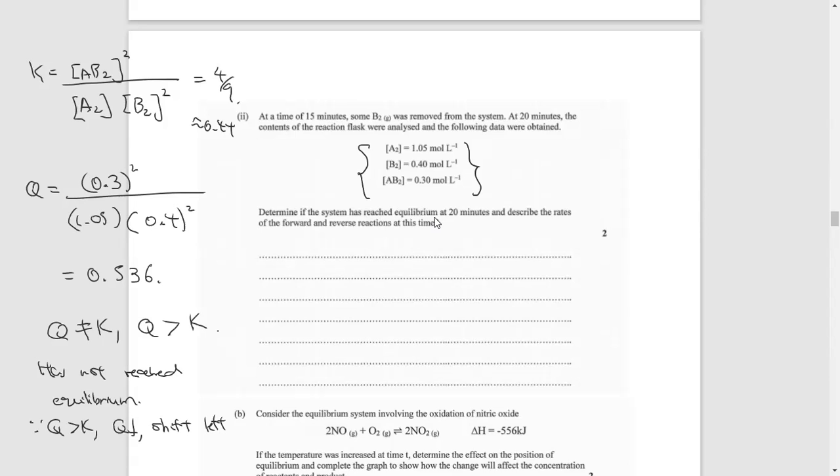Now, if it's shifting left, the only reason it's shifting left is because the reverse rate is beating the forward rate. So we would say that the rate of the reverse reaction is greater than the rate of the forward reaction. And we should also say that they are not equal to 0. You should always try to stress that point about the rates. Even at equilibrium, the rates are not 0.